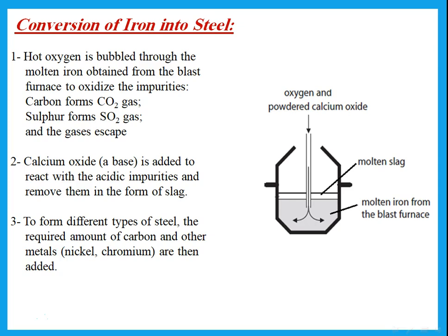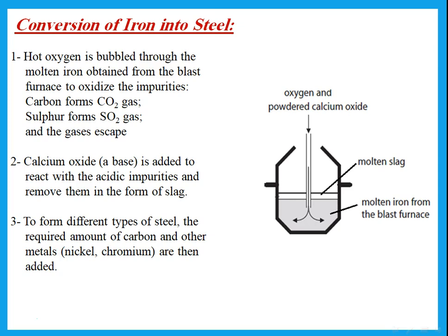Now, what are the impurities? We have the carbon from the coke, remains of coke in the iron, will be oxidized to carbon dioxide, and that's a gas, and the gas escapes. Good. The sulfur, which was originally an impurity in the coke that we used, will form sulfur dioxide. That is also a gas, and that will escape.